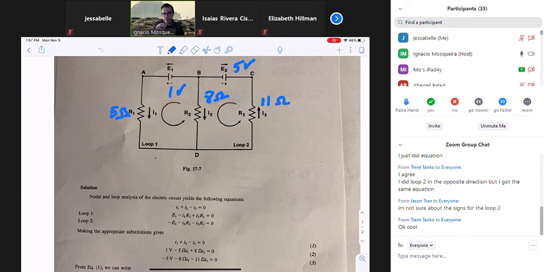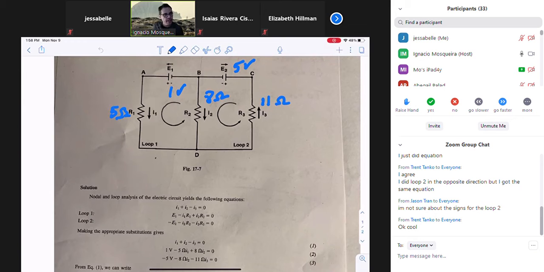Once you've defined the current directions and you know how you're going to go around the loop, then you know the sign of everything, and it has to agree one by one. Once you've made your choices, then it's clear what you have to write. So you can see that the signs here agree exactly with the signs of what Isaias wrote above. I'll go over those signs again, but let's see.